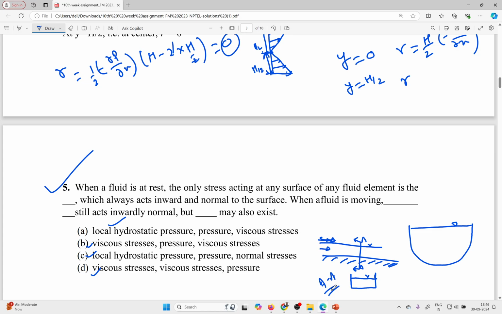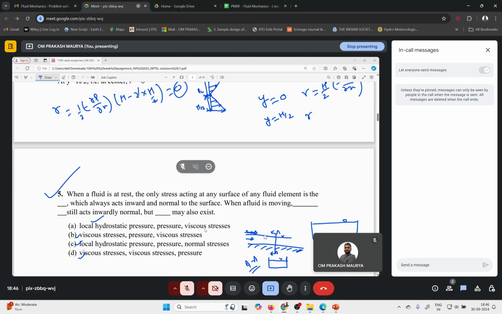Has anyone joined still or not? Still no one has joined. Might be a network issue.